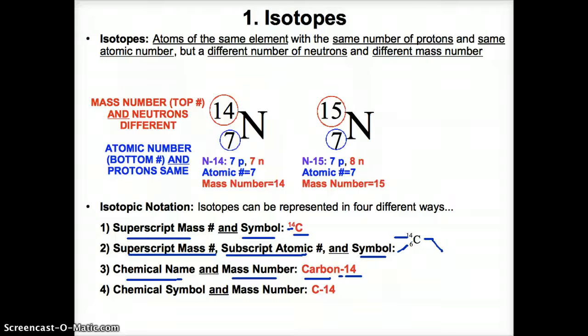The fourth and final way to represent an isotope is to write the chemical element symbol from either the periodic table or Table S, followed by a dash, followed by the mass number. So for carbon-14, write C as the element symbol to represent the element carbon, a dash, and write the mass number 14 after the dash to represent the mass number of the isotope carbon-14. All right, so these are the 4 ways to represent isotopes using isotopic notation.